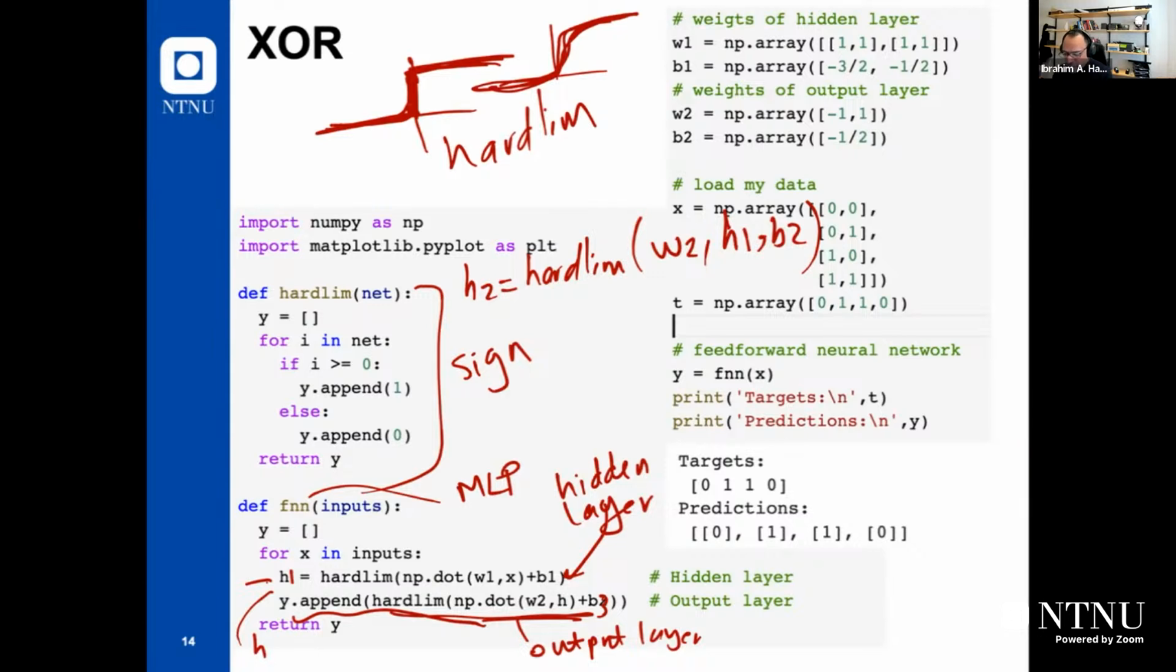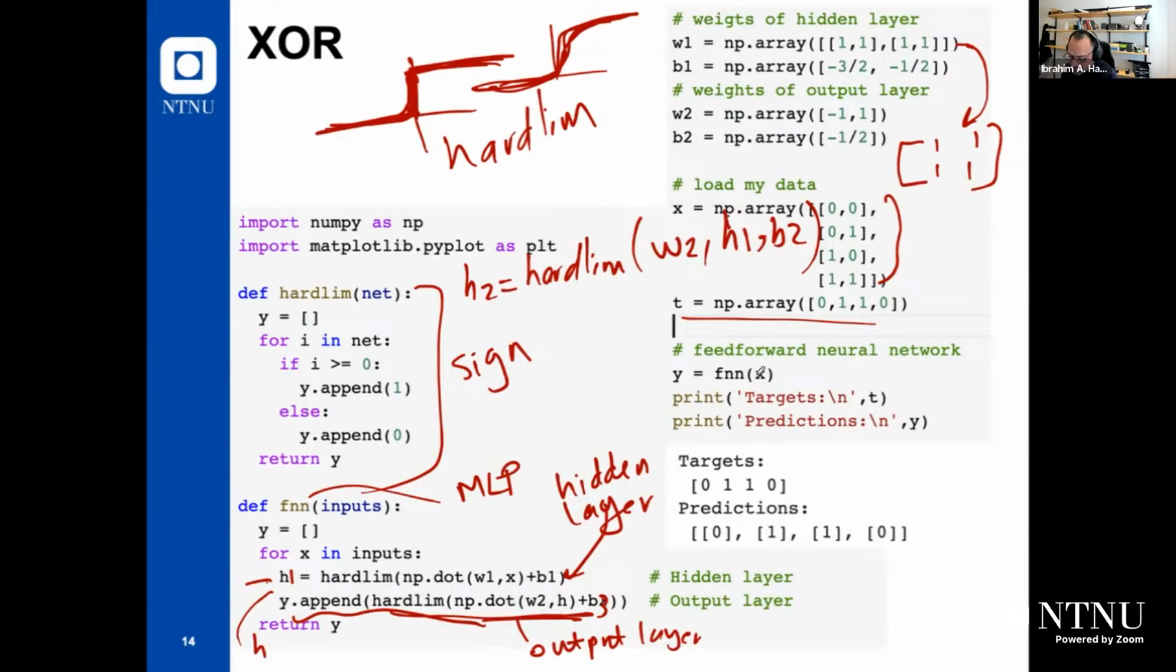So I need to define first omega 1 and B. Omega 1 will be a 2 by 2 matrix. It will be a matrix, not a vector. When we were working with a perceptron, it was a vector. But when it is a multi-layer perceptron, it's a matrix. And then we have B1, omega 2, B2. This is my data set. Inputs are the same, just the target values will be different: 0, 1, 1, 0.